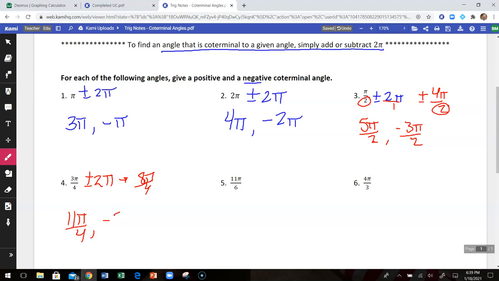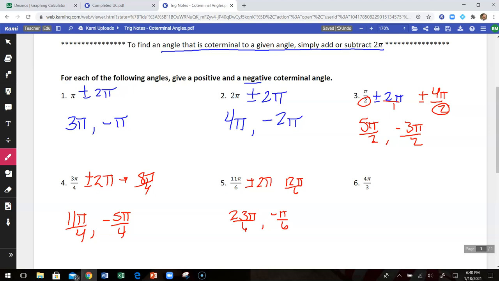I'm going to subtract 8 pi over 4, and those are both coterminal to 3 pi over 4. 11 pi over 6: if I add and subtract 2 pi from that, I want to think about 2 pi as 12 pi over 6. So if I add that, I'm going to get 23 pi over 6. If I subtract that, I'm going to get negative 1 pi over 6.